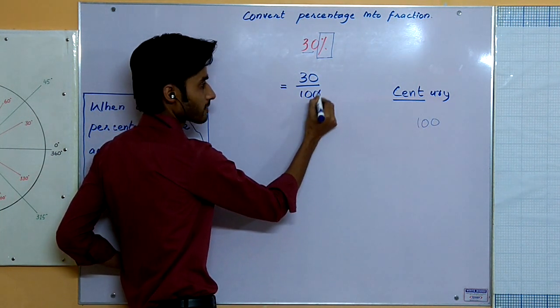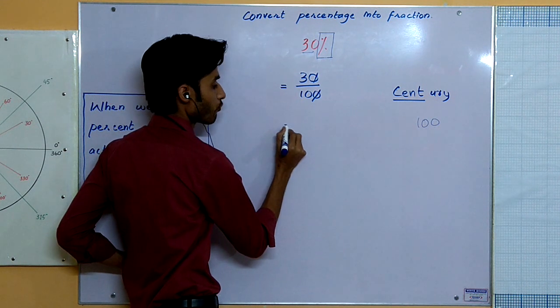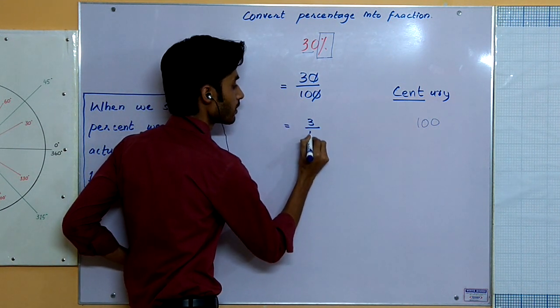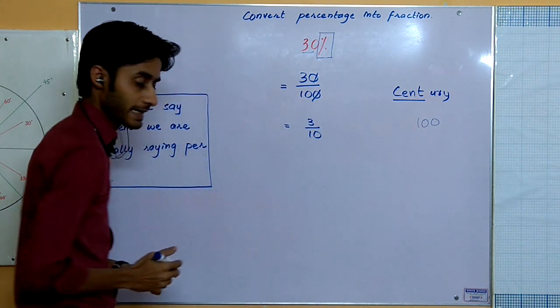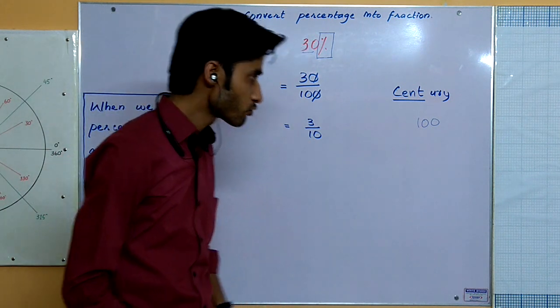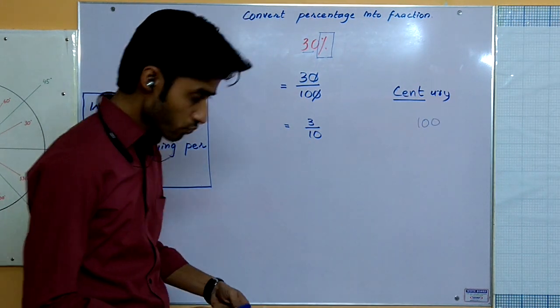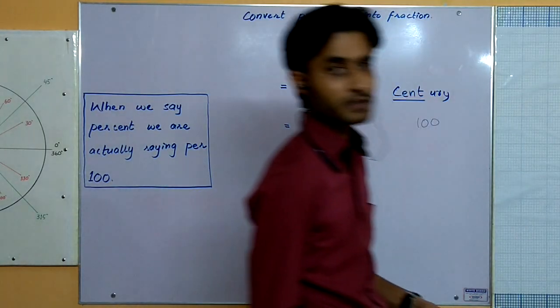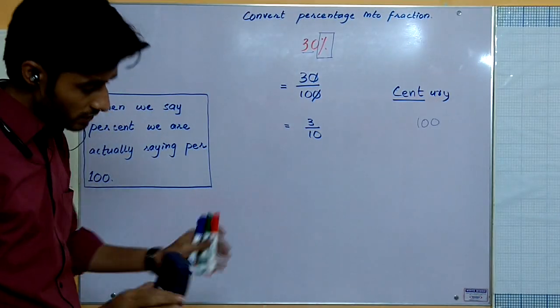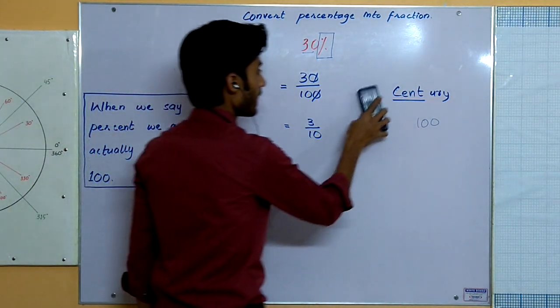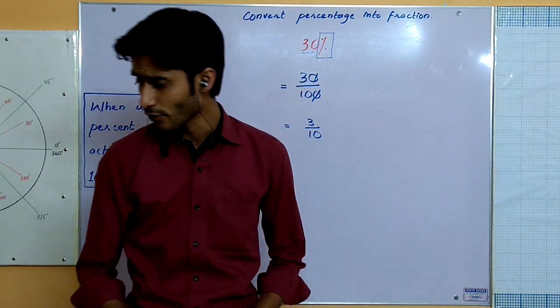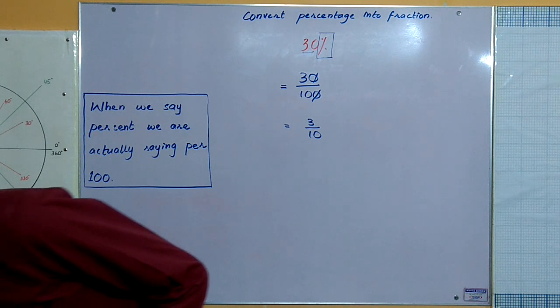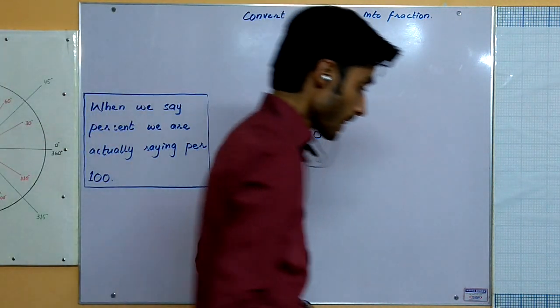So 30 upon 100, I can cancel the 0 with this one. What am I left with? 3 over 10. So when we ask you to convert a percentage into a fraction, what do you do? You just divide the percentage by 100. Is that okay? I hope from now onward you will remember.